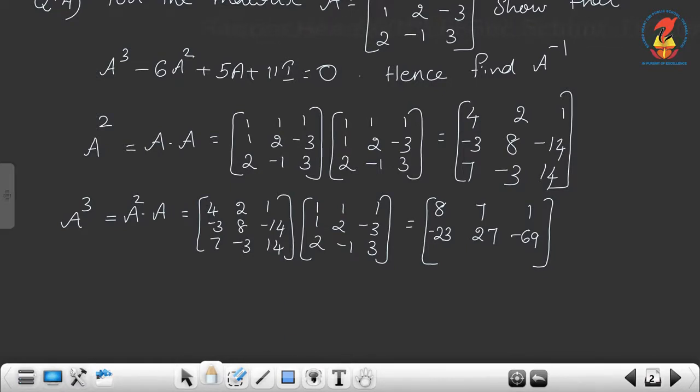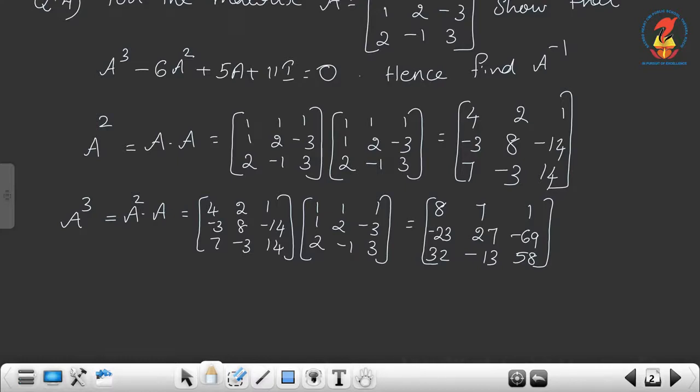Now, the next row: 7 into 1, minus 3 plus 28. 28 plus 7 is 35, so 32. Then 7 minus 6 minus 14, this becomes minus 20, plus 7 is minus 13. Then 7 plus 9 plus 42. 42 plus 9 is equal to 51, that is 58. So, 32, minus 13, 58.